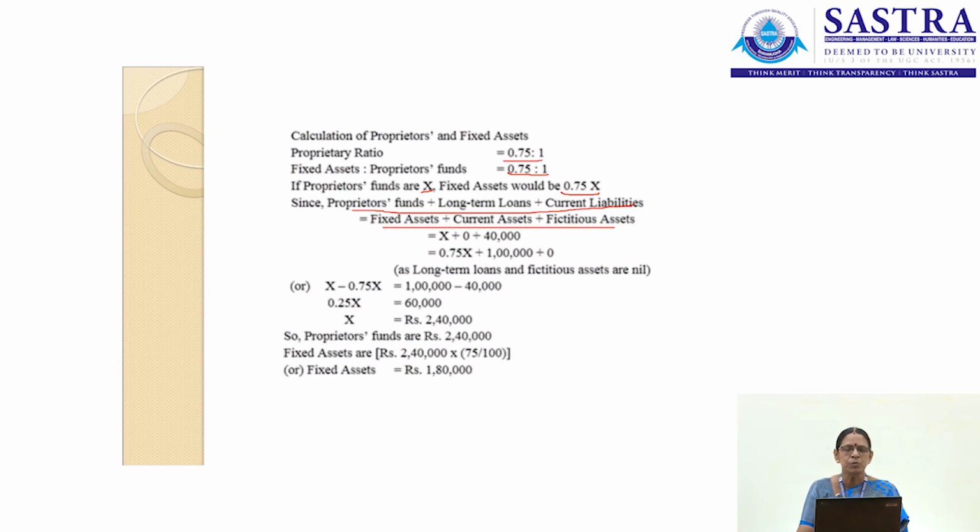So X plus 0 plus 40,000 is equal to 0.75X plus 1 lakh plus 0. As we don't have the long-term loans and fictitious assets, X minus 0.75X is equal to 1 lakh minus 40,000. That is X is 2 lakh 40,000. That is proprietors funds is 2 lakh 40,000. What is your fixed assets now? 2 lakh 40,000 into 0.75. That is 1 lakh 80,000. Fixed assets comes to 1 lakh 80,000.